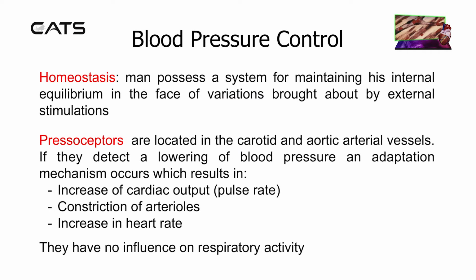Our blood pressure is controlled automatically, or autonomically, by a process known as homeostasis, which is maintaining a steady state. There are special pressure receptors known as pressoceptors, just in the carotid and aortic arterial vessels, just coming out of the heart. And if they detect a lowering of blood pressure, an adaptation mechanism occurs, which results in an increase of cardiac output, which would increase blood pressure, a constriction of arterioles, and an increase in heart rate.